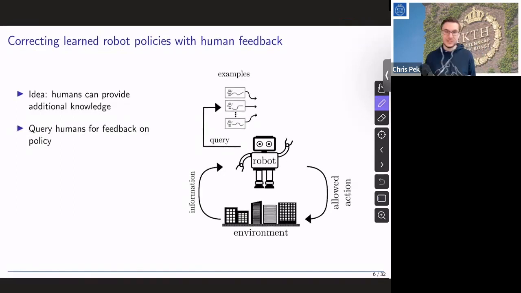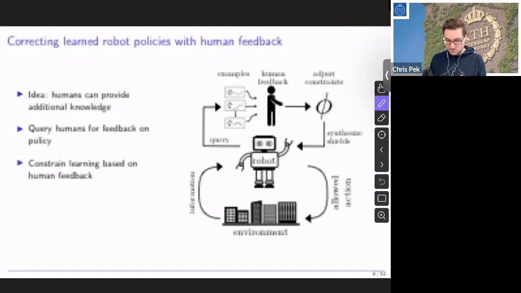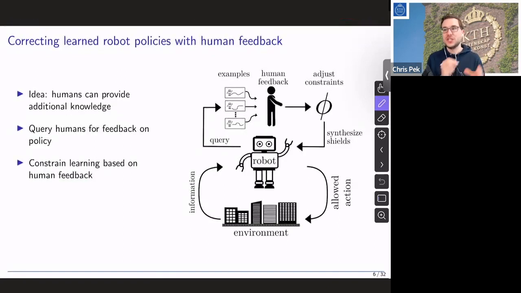So the idea is that the robot every now and then, and we'll talk about what every now and then means, queries a human for feedback on its policy. So the robot just generates a lot of examples from the current learned policy and shows it to a human. This human then provides feedback to the robot, and we use that feedback to adjust the constraints and to synthesize new shields that adhere to these constraints, so that the robot in the next learning iteration, when we retrain or continuously learn the policy, adheres to the new constraints that the human has given the robot.